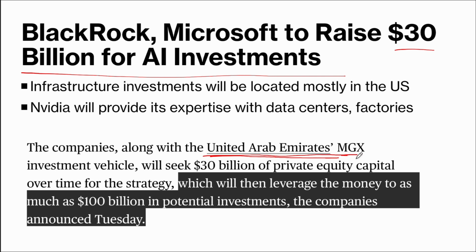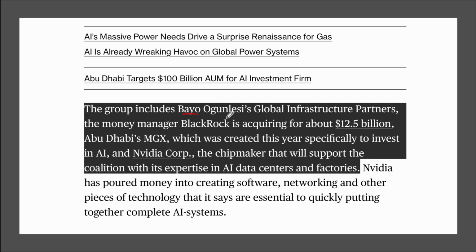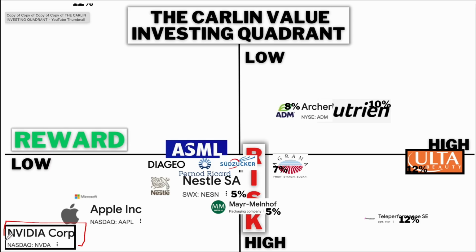United Arab Emirates, MGX investment vehicle, 30 billion of private equity capital. Everyone is throwing money there. Multi-trillions of dollars to finance, says BlackRock Chief Executive Officer Larry Fink. And also, Bayo Ogunlesi's Global Infrastructure Partners was just acquired by BlackRock for 12.5 billion. So there are plenty of forward speculative purchases. Thus, we have 6 out of 7 that this is a bubble. Therefore, if I put Nvidia on our quadrant, the reward will likely be negative. The risk is extremely high at this current moment in time. So I have to put it here at the riskiest of them all.